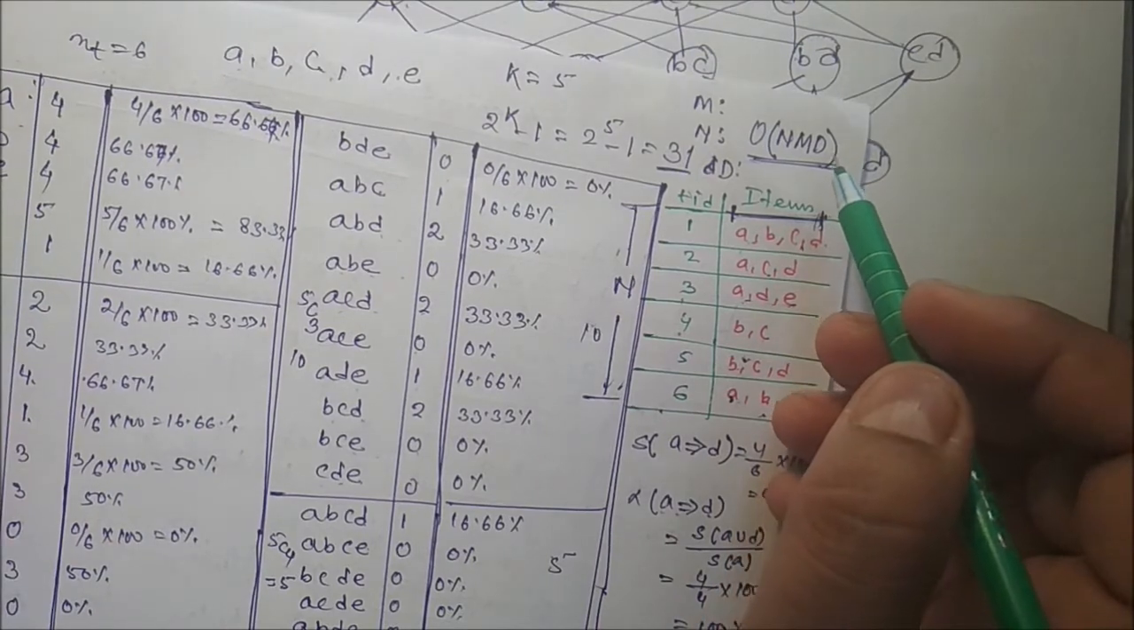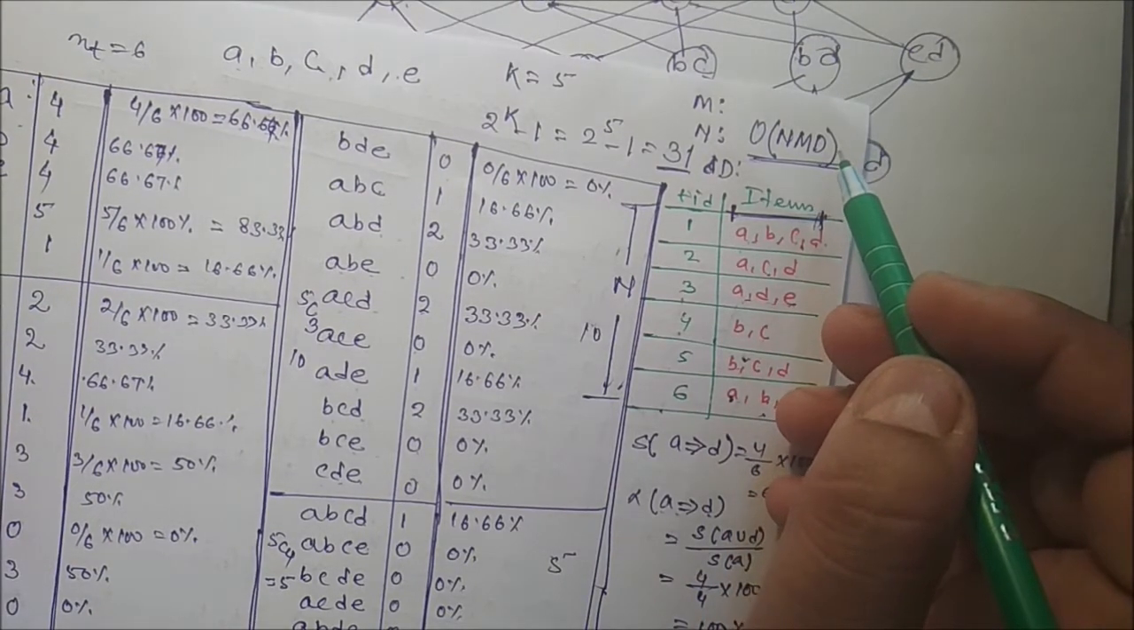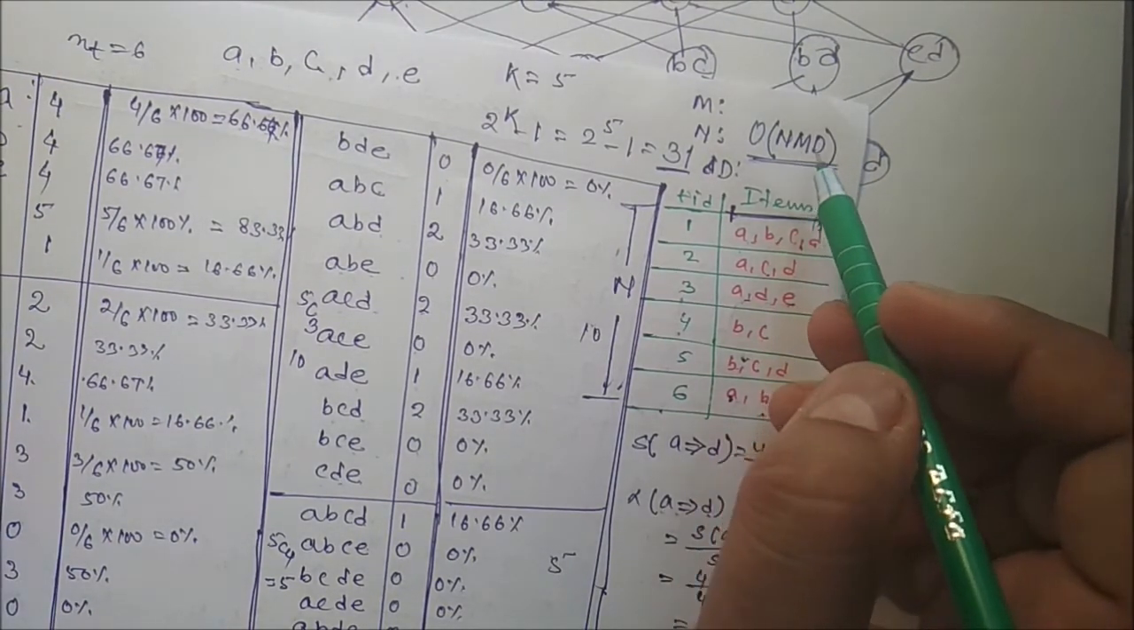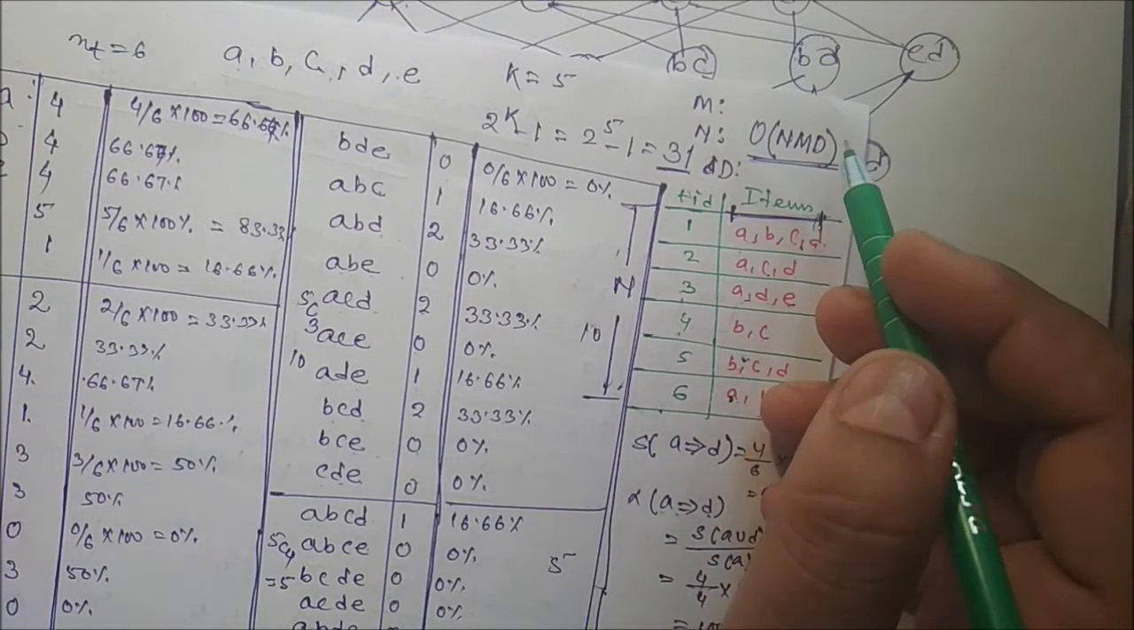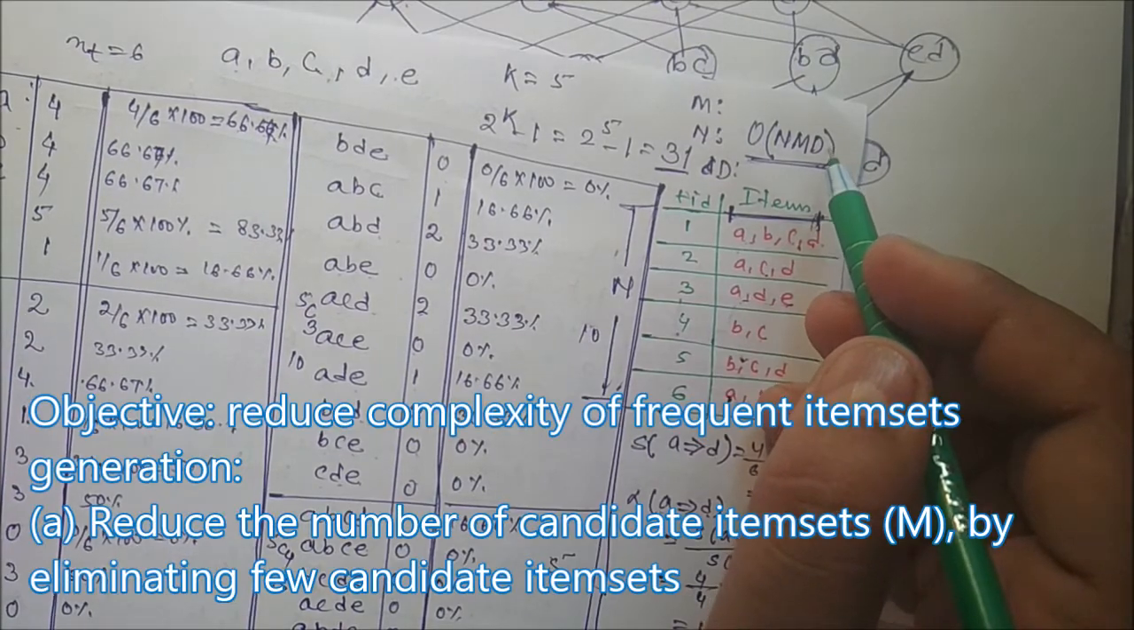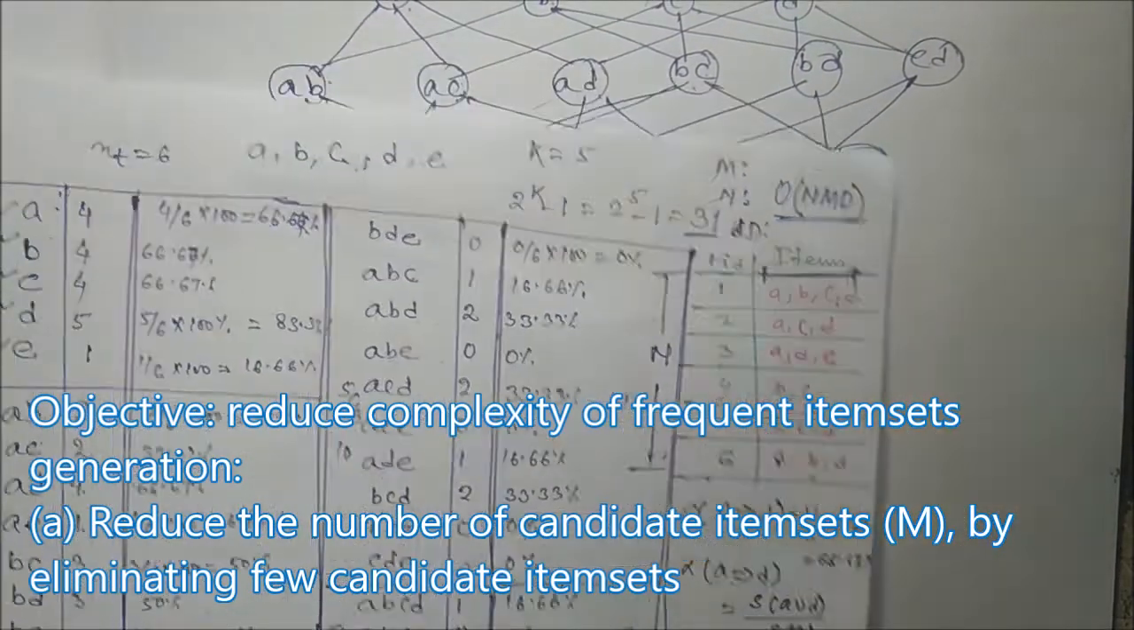Therefore we need a special type of algorithm so that we can reduce this complexity. So the objective is to reduce the complexity of frequent item set generation. We can reduce it in 2 ways.